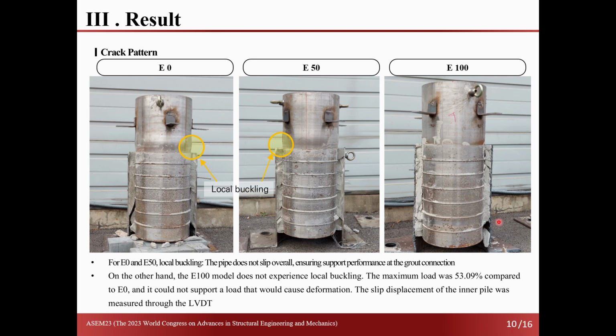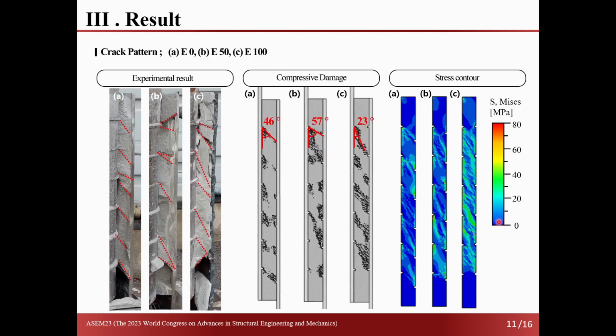It is because the maximum load was 53% compared to E0, and it could not support a load that would cause deformation. And also the slip displacement of the inner pipe was measured through the LVDT.